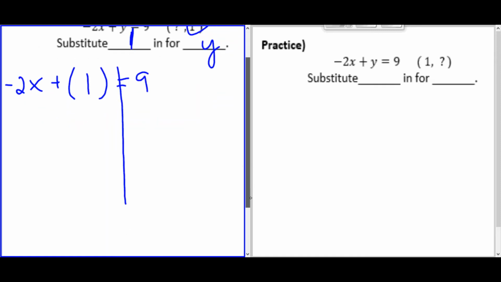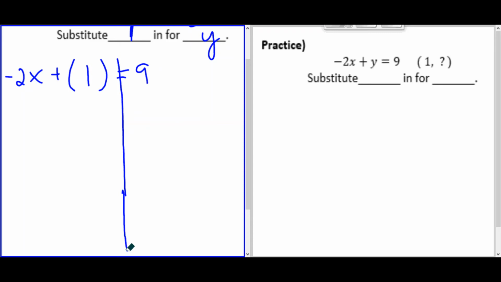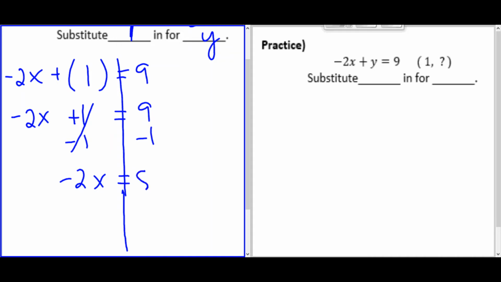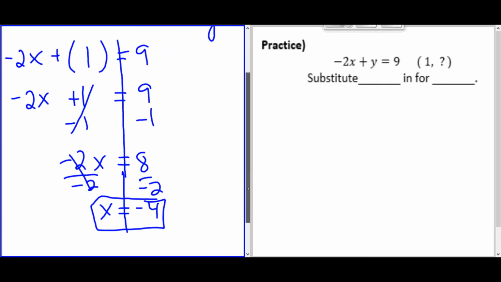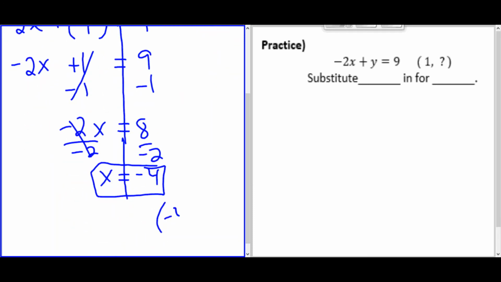Draw your line down the middle of the equal sign, and solve that for x. So negative 2x plus 1 equals 9. We're going to subtract 1 from both sides. So those ones cancel. This is negative 2x equals 8. And then to get rid of the multiplying by negative 2, we're going to divide by negative 2. So you get x equals negative 4. So your ordered pair here is going to be negative 4, 1. So x is negative 4 and y was 1.